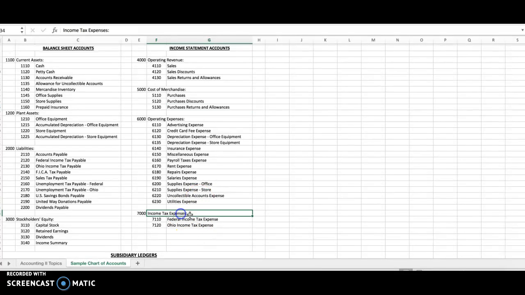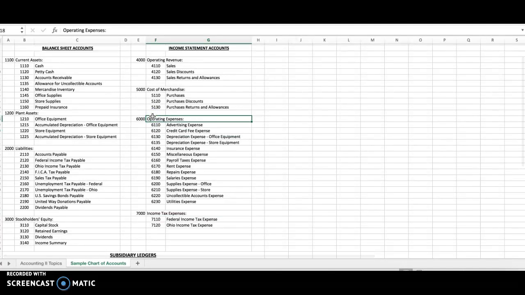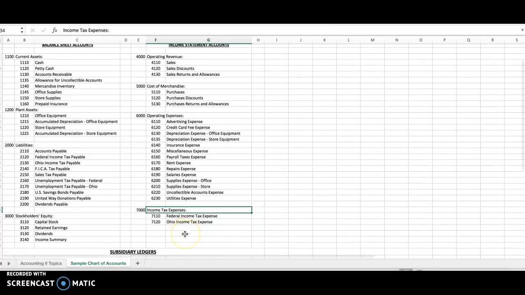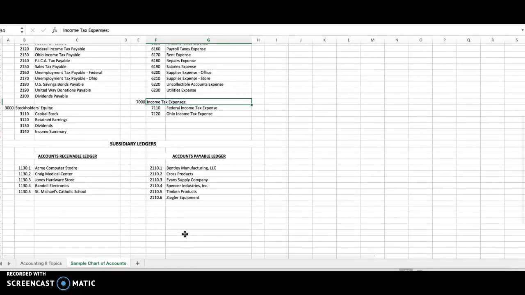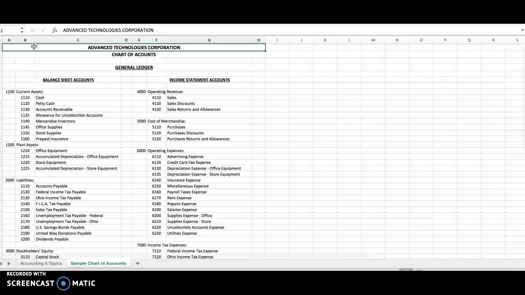And income tax expense is separated out. It is not an operating expense, as these are up here under this listing, operating expenses, but something called income tax expenses, federal and state income tax. And these are subsidiary ledgers. Accounts receivable ledger, these happen to be names of customers for this particular company. And these happen to be names of creditors, companies that we owe money to. So those are some of the things that we'll be looking at in the near future. So at this time, I'll ask you to go back to your course page.